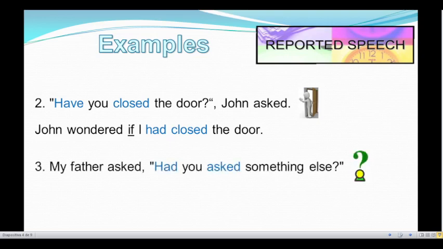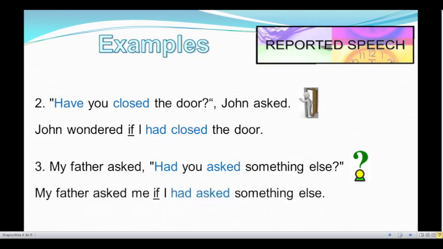My father asked, had you asked something else? What is happening here? This question is in past perfect. In reported speech, past perfect will not change. My father asked me if I had asked something else. Yes, very good.